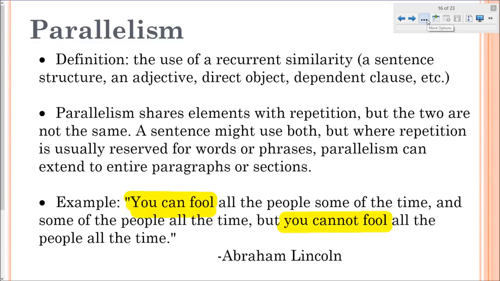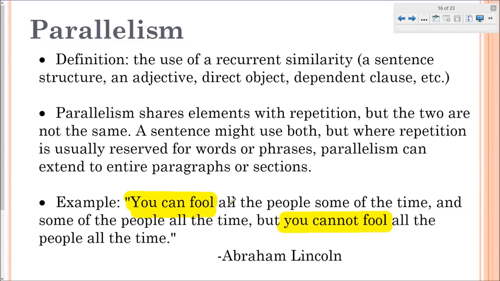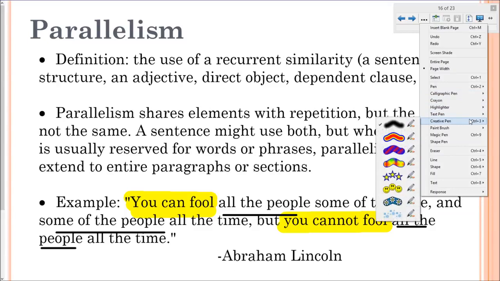And from there, we'll turn our attention to all the people some of the time. And we have the quantity of the people and the amount of the time that they can be fooled. And so all of the people some of the time, some of the people all of the time, and all of the people all the time. And in that way, we get to see parallelism in a couple of different ways in this particular example.